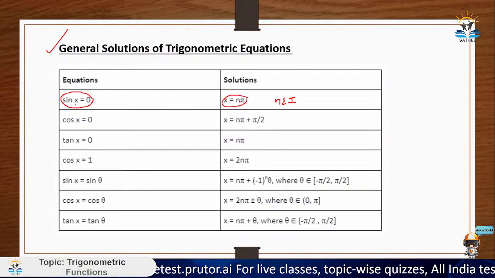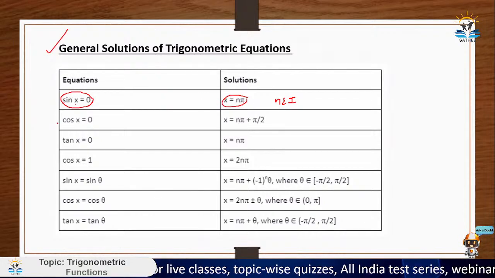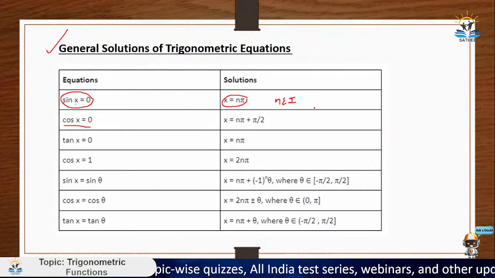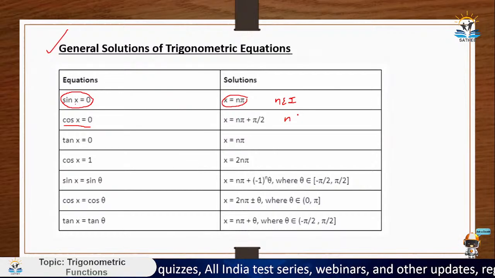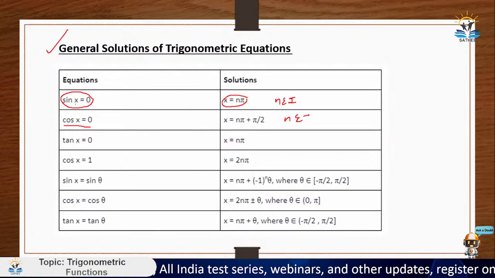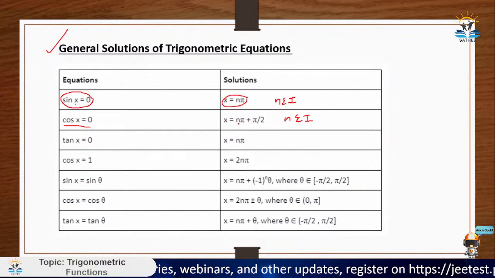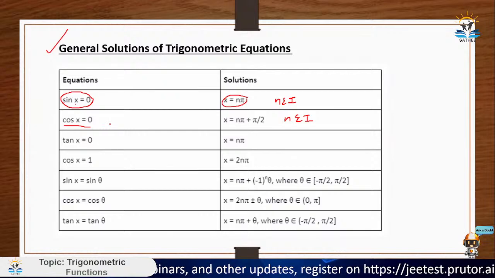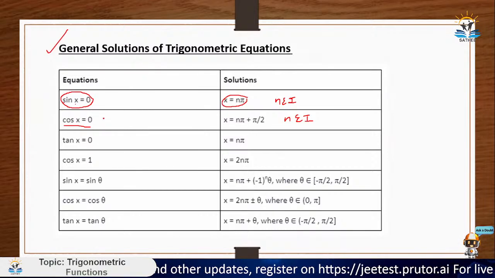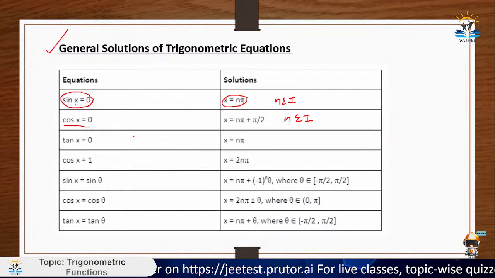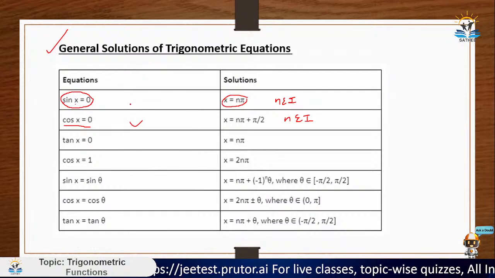So for all values of n, 0, 1, 2, 3, sin of n pi is 0. So sin x equal to 0 can be represented by x equal to n pi. Similarly, for cos x equal to 0, x is equal to n pi plus pi by 2, where n is an integer. Put any value, let's say 1 or 2. Putting 1, pi plus pi by 2 is 3 pi by 2, and cos 3 pi by 2 is 0. That is, cos is always 0 for every angle n pi plus pi by 2, like 3 pi by 2, 5 pi by 2. So these are general solutions which you must remember.